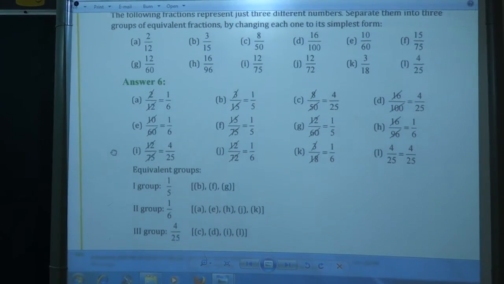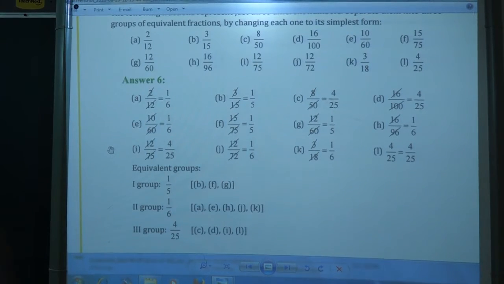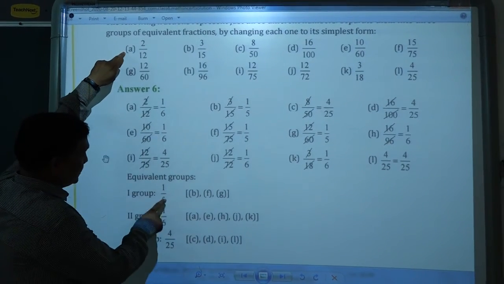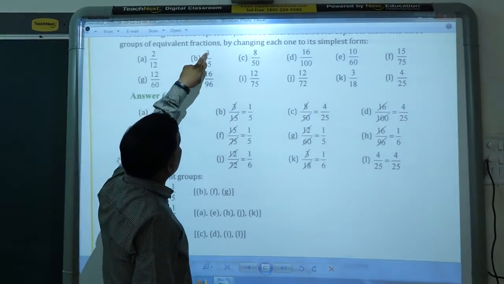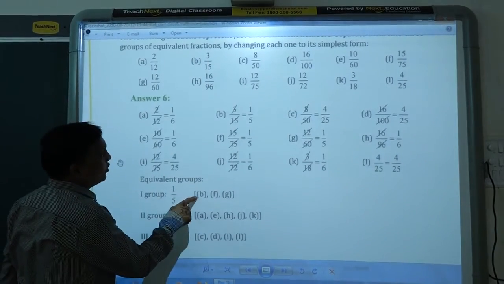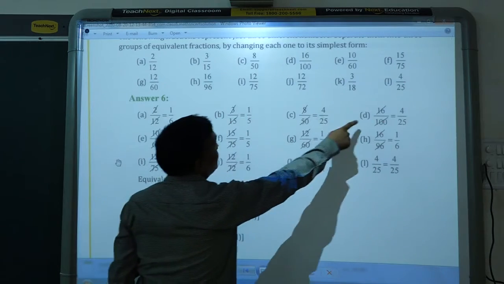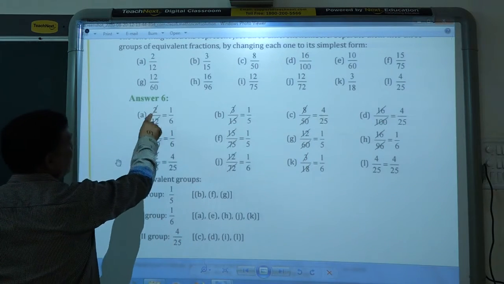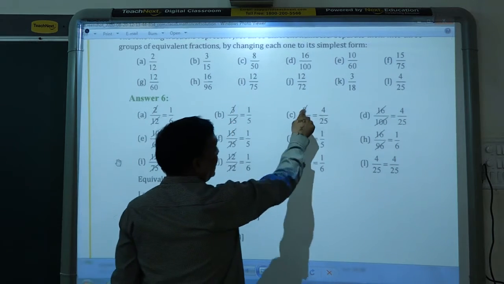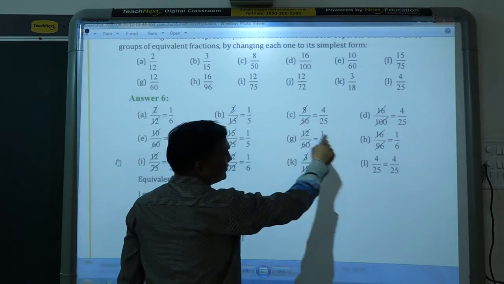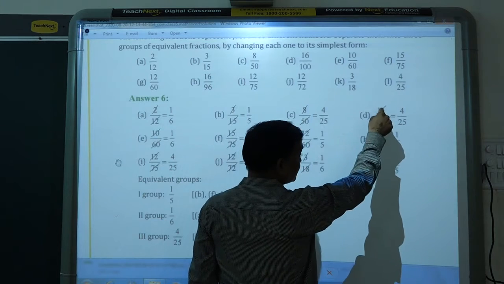So what you have to do? You have to arrange in that group. So A will come in the 1 upon 6 group. 1 5s are 5, 1 upon 5. This will go in the 1 upon 5 group. Here shown, all the questions are divided. 2 upon 12 became 1 upon 6. 3 upon 15 became 1 upon 5. 8 upon 50, 2 4s are, 2 25s are, 16 upon 100.